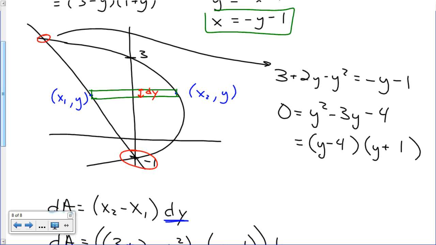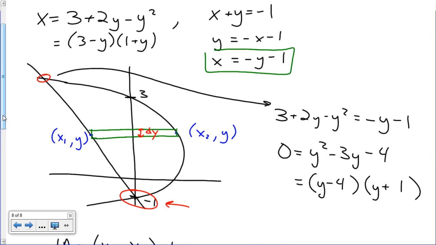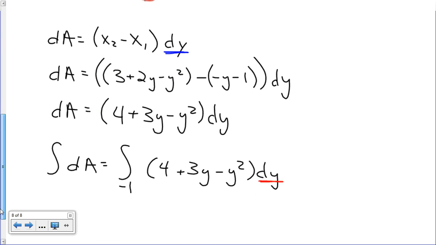So it looks like y equals -1 is one solution, which is this one down here. That was that one intersection we already found, or we already knew. And the other one is up here actually at 4. So this is occurring up here at 4. So those are our limits of integration. The upper bound is 4.